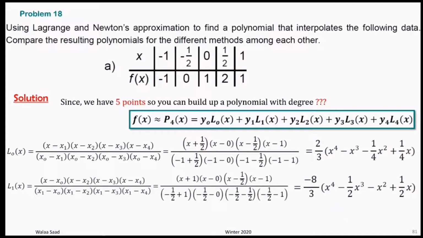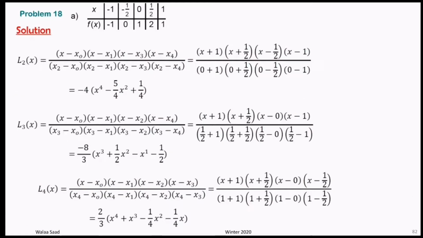Applying the same with the Lagrangian polynomial L sub 1, now we are using x minus x node and x minus x2, skipping x minus x1, and therefore we use it in the denominator, constructing the constant of x1 minus all the other x's. And the same with L sub 2, L sub 3, and L sub 4.